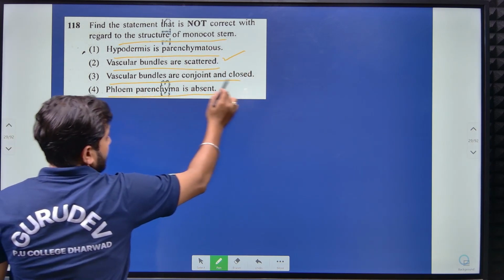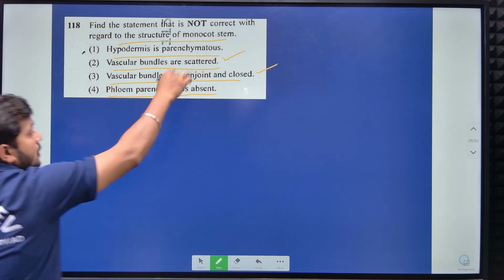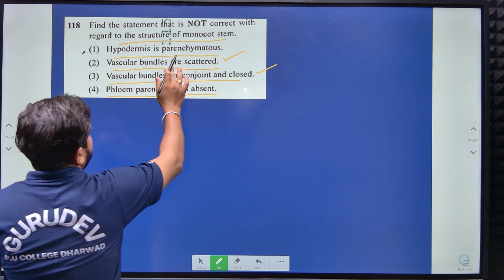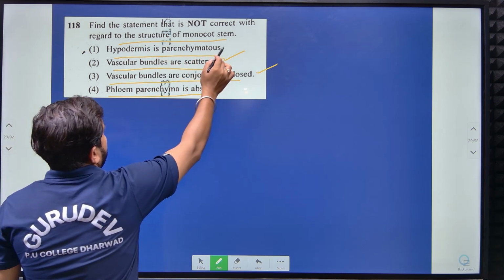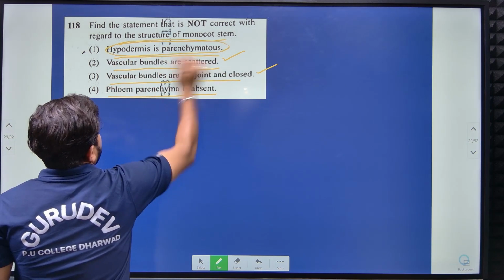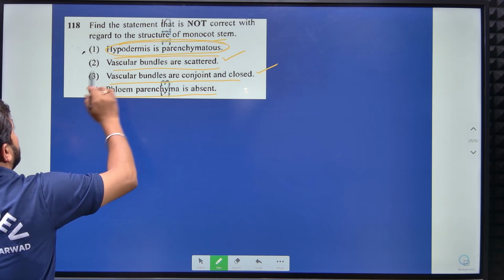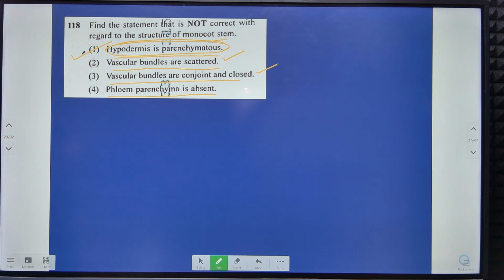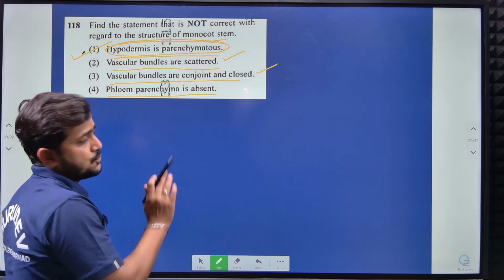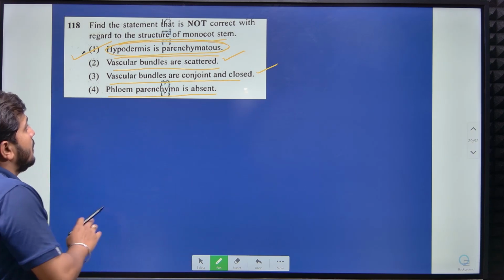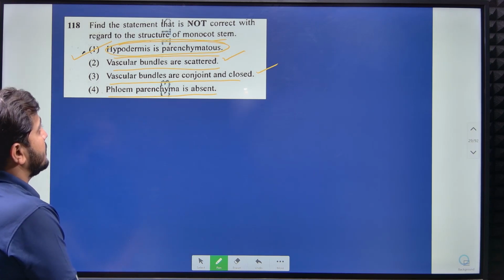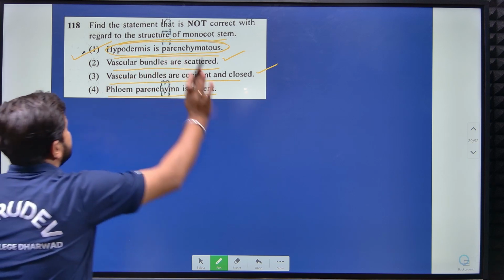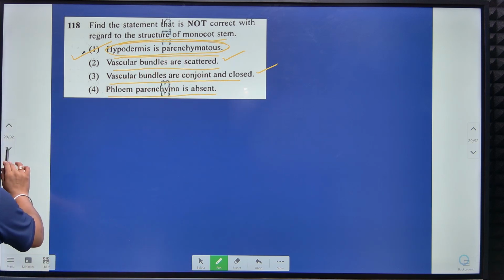Then vascular bundles are conjoint and closed, that is also true with respect to the monocot. Hypodermis is parenchymatous, this is what we are going to find out with respect to the monocot stem. So here option 1 is correct. Then phloem parenchyma is absent. Yes, with respect to the monocot stem, phloem parenchyma is absent. Now, which is not related with monocot is hypodermis is parenchymatous, right?